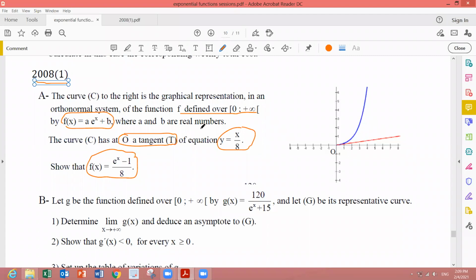Who solved this part? Did anybody solve this part? I didn't.